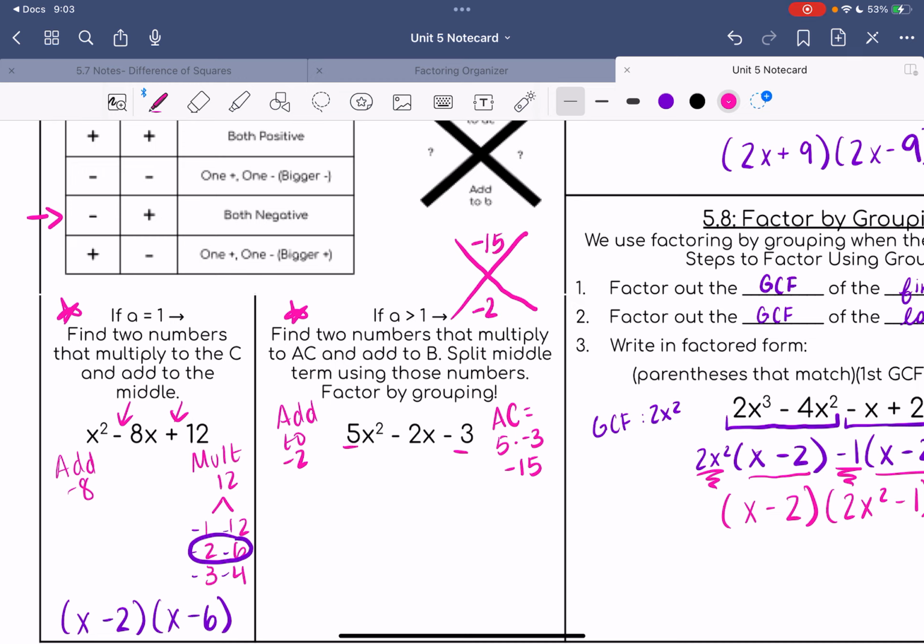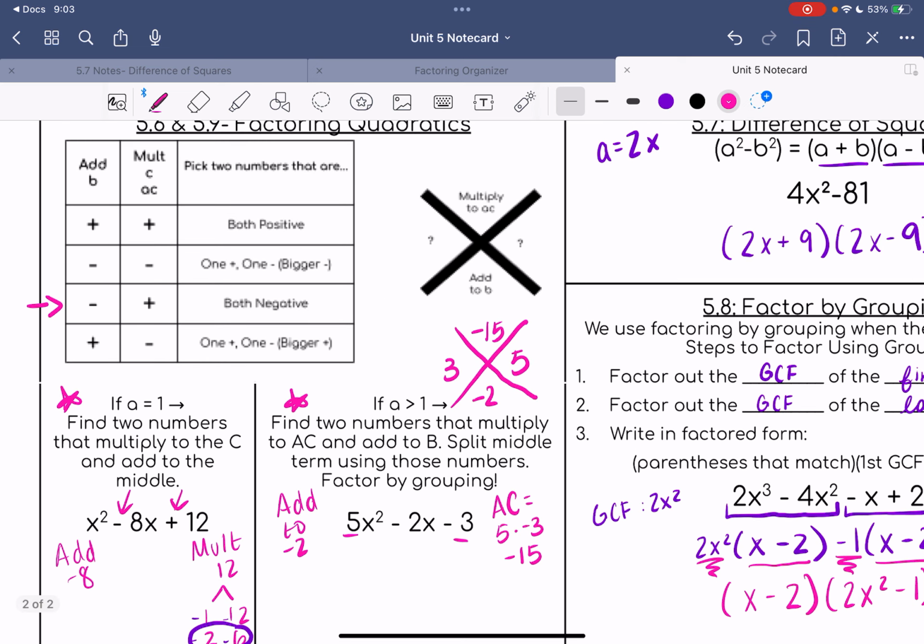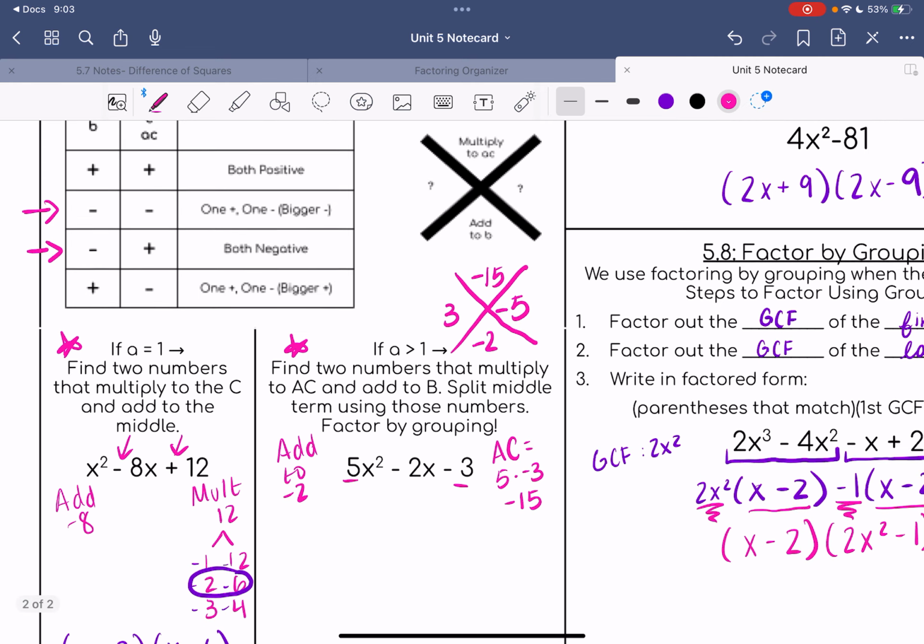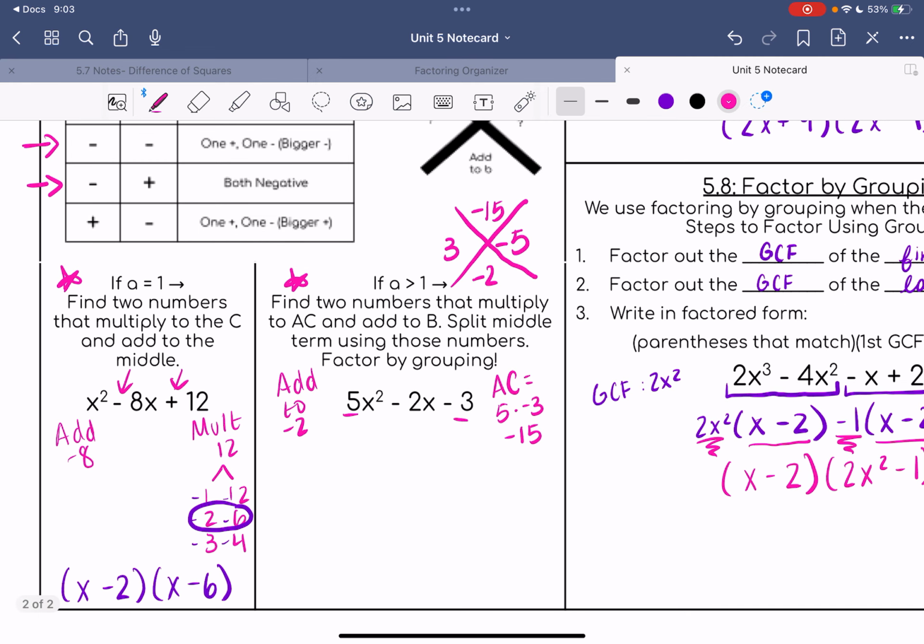Numbers that multiply to 15 and are 2 apart are 3 and 5. And then if I go use my table, since I'm trying to add to be negative and multiply to be negative, I'm looking at that second row there. I want my bigger one to be negative. So I want positive 3x and negative 5x. So splitting this middle term up, I've got 5x squared, now I've got positive 3x, I've got negative 5x, and then I still have my minus 3 here.